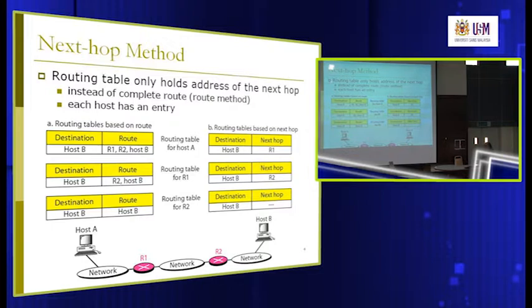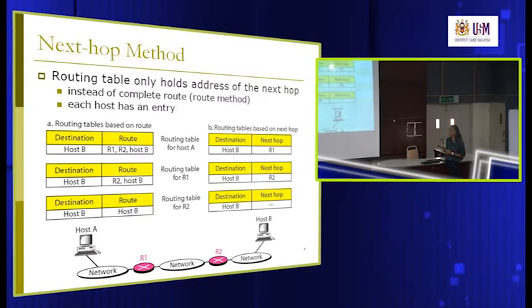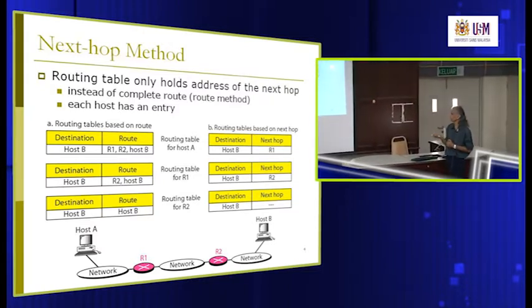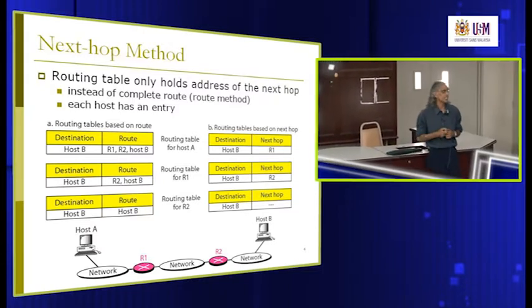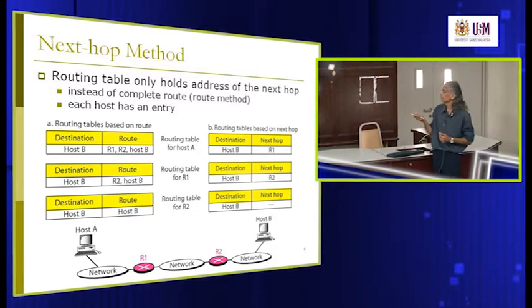The routing table of R1 will say, all right, to go to B, you need to just go through R2, then you can go to B. And for R2, the routing table will say, okay, to go to B, I only have to go direct, right? Just don't have to go through any other router in between. So this is based on direct route.